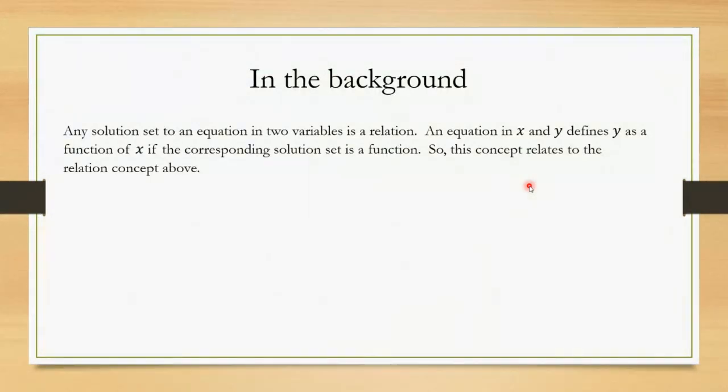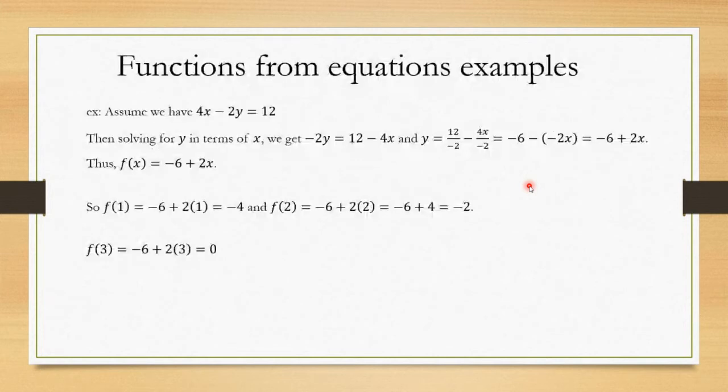But this is just what I'm trying to say, so it might be over-explaining it. Basically, for an equation, you just sketch the graph and see, does the graph pass the vertical line test? That's all you have to do. Let's do some examples.